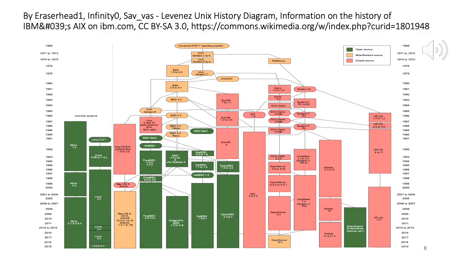Okay, now I am on slide 8. This is a very interesting picture, which I got from Wikipedia. Thanks to Wikipedia, I've referred to that, and this just shows a timeline of the history of Unix and Unix-like systems. So it shows a history of Unix and Unix-like systems.